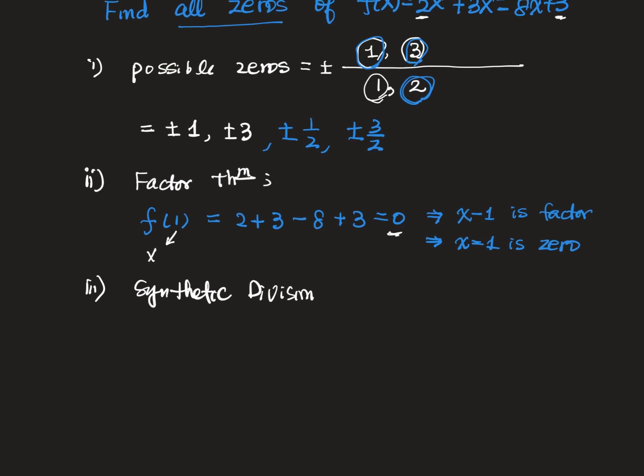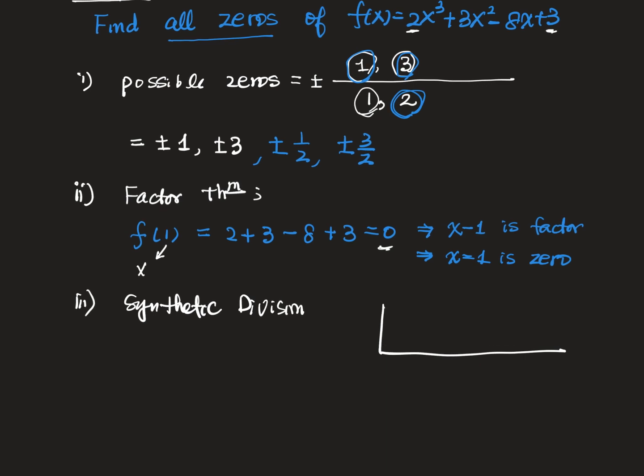Okay, how do we do synthetic division? Synthetic division finds the other factor, which we practiced in the previous section. 2, 3, -8, and here is the 3. The zero you found is 1. Let's do synthetic division, guys. This one comes down as 2. Here is 2, 5, 5, -3, -3, and 0.